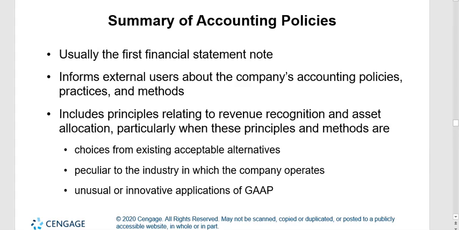It'll show you the method that the corporation chose for a particular item, such as what method of depreciation or what inventory method they're using to account for inventory, and then anything else that's particular to them.